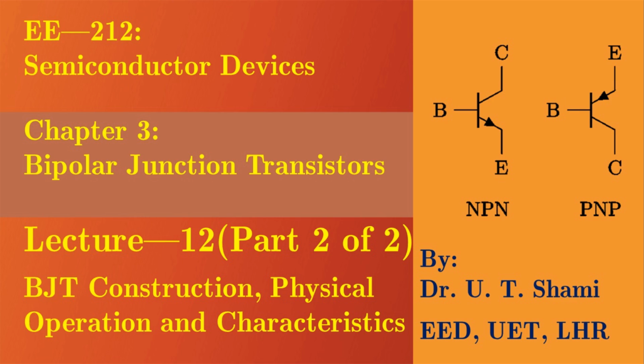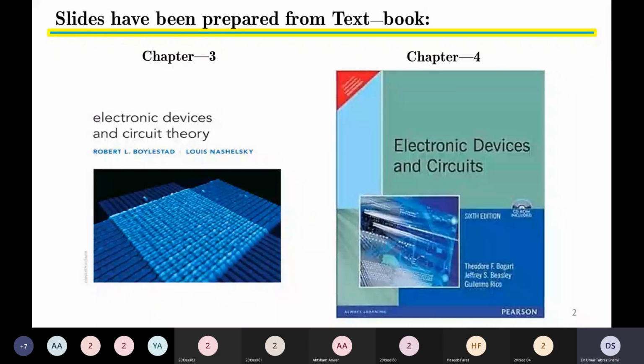And these slides have been prepared from our two textbooks. We can find the discussion on bipolar junction transistors in chapter number 3 of our first textbook and also in chapter number 4 of the second textbook. So these two textbooks that you see on the screen are the chapters that I have included in my slides.